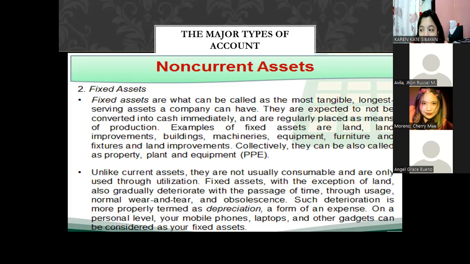So ang cash flow usually ng non-current assets medyo matagal. Okay? Ganun ang isa sa mga characteristics ng non-current. And kapag current naman, ito yung mabilisan. Diba? Okay. So fixed assets with the exception of land also gradually deteriorate with the passage of time.